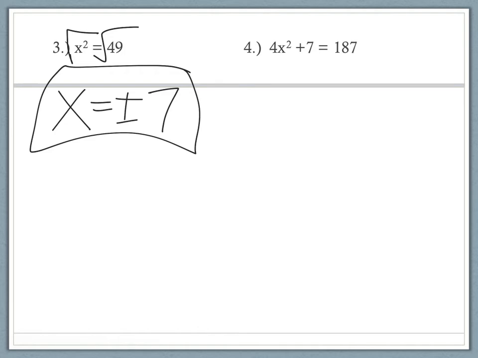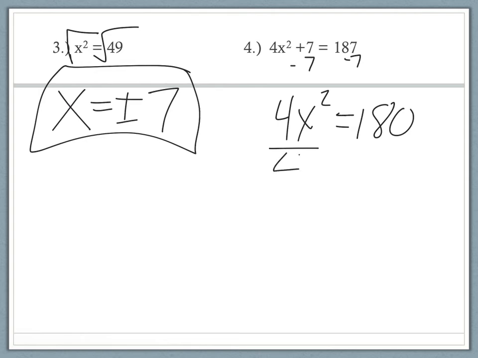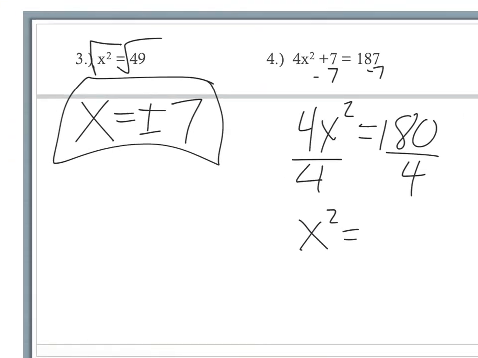Okay. This next one, subtract 7 from both sides. So I have 4x squared equals 180. Divide both sides by 4. Got to remember to make sure we get x by itself. Some people want to square root when the 4 is still there. You got to be careful. Can't do that. So I have x squared equals 180 divided by 4, which is going to be 45. Okay, so then now I need to get x by itself, so I'm going to square root both sides.